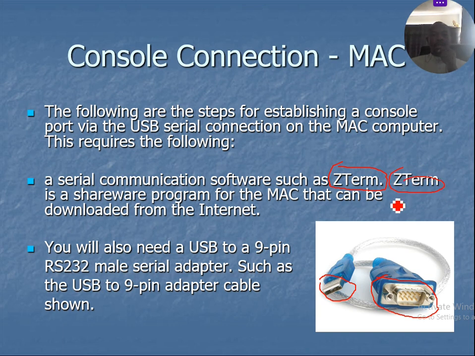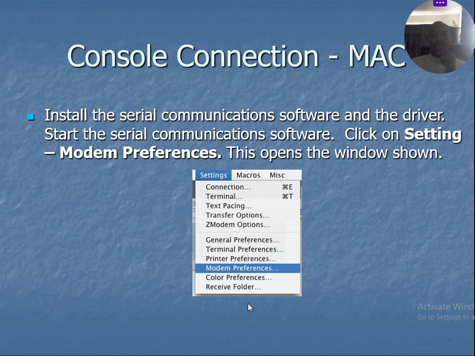You install ZTerm in your computer. ZTerm is a shareware program for Mac that can be downloaded from anywhere on the internet. So you get ZTerm, which is a shareware, so you can easily have access to it. Now you need what we call the USB to 9-pin DB to RS232 serial adapter, like this one you see here, such as the USB pin adapter that you're seeing on this picture. Okay, now let's move on quickly.